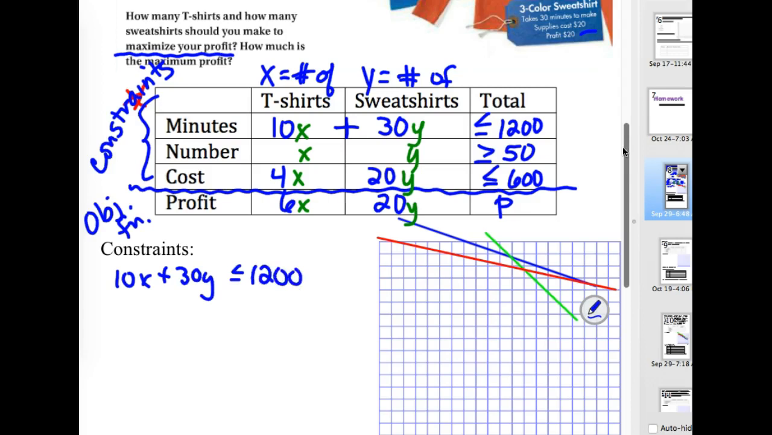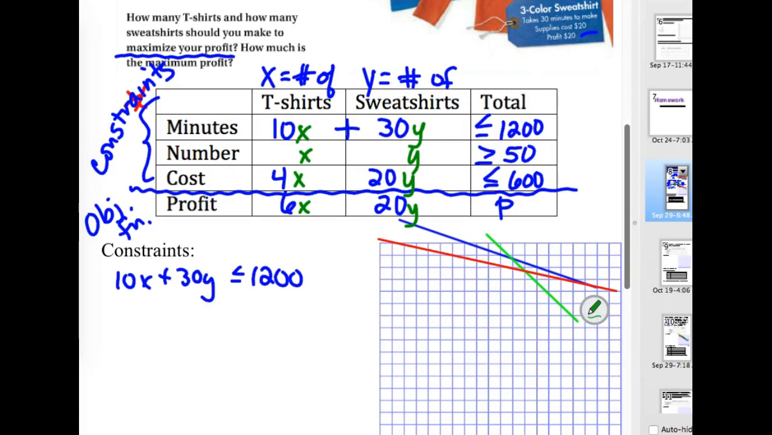Okay? The second one, I have x plus y has to be greater than or equal to 50. And my third one, my cost, I have 4x plus 20y has to be less than or equal to 600.